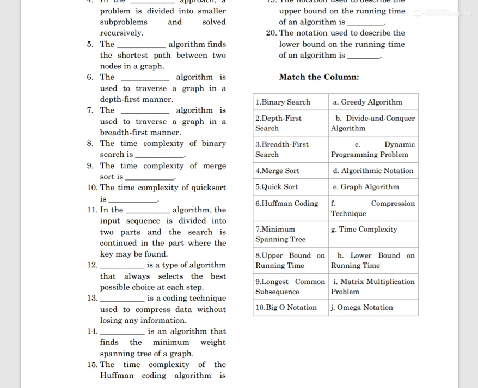Question number 9, longest common subsequence. Longest common subsequence is a type of dynamic programming problem. So it will correctly match with option number C, that is dynamic programming problem. Option D, big O notation. Big O notation is a type of, here it is written, algorithmic notation or asymptotic notation, both are the same. So question number 10th will be matched easily with option D, that is asymptotic or algorithmic notation. Big O is a type of algorithmic notation.